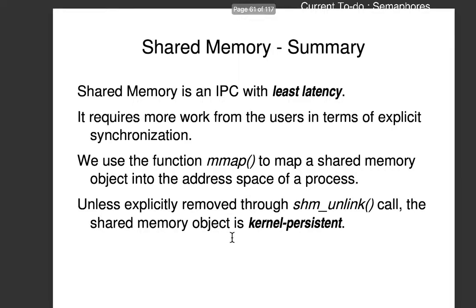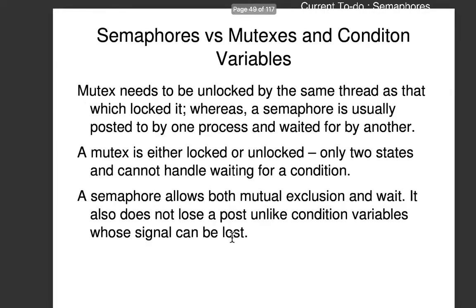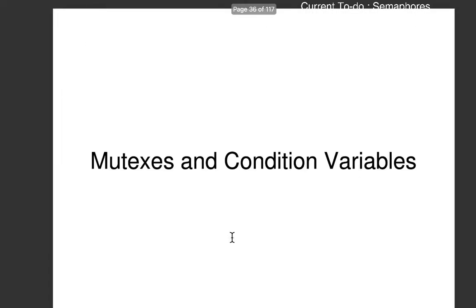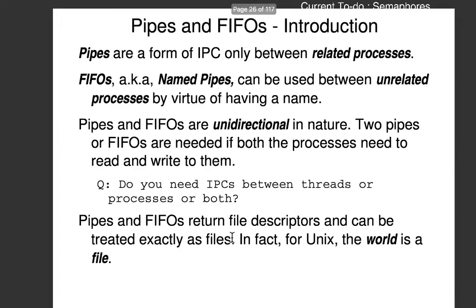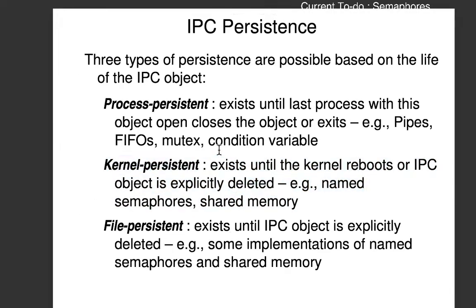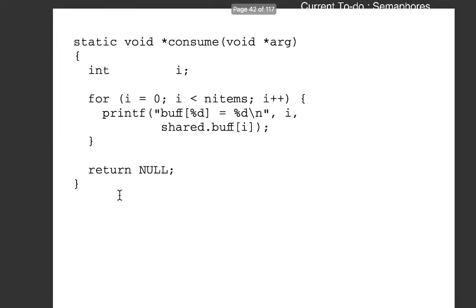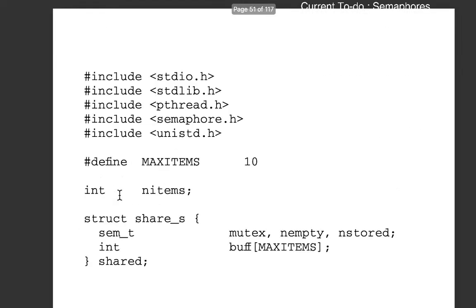Not too sure about kernel persistent. Let me tell you, here: kernel persistent means it exists until the kernel reboots or the IPC object is explicitly deleted. Process persistent means it exists until the last process with this object open closes it or exits. Nice. So semaphores are actually kernel persistent, and shared memory is also kernel persistent.